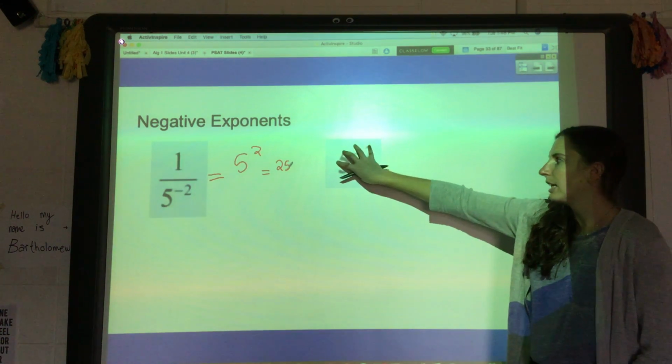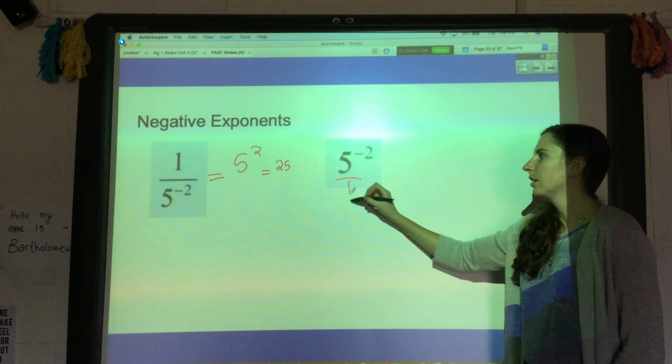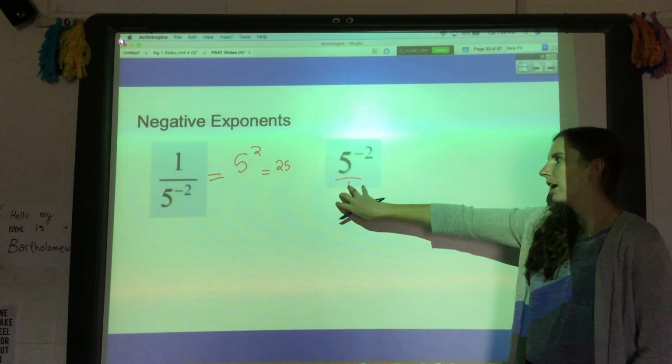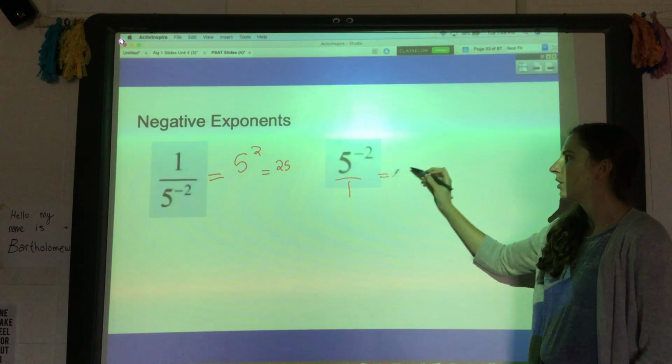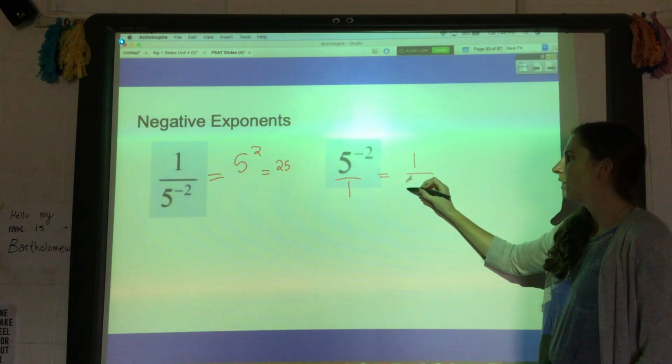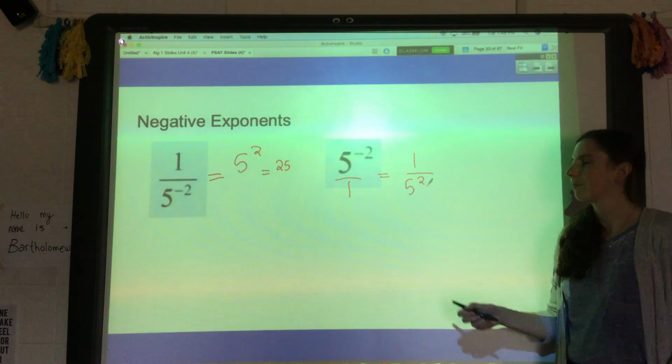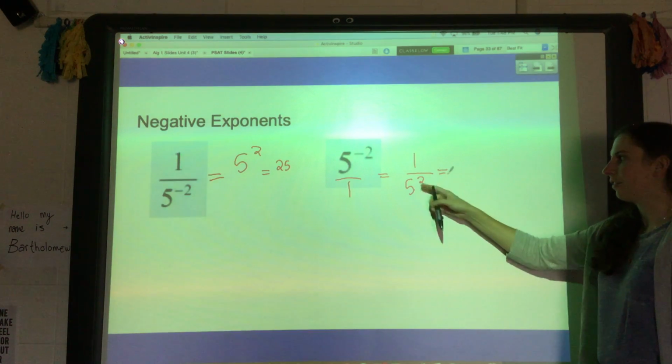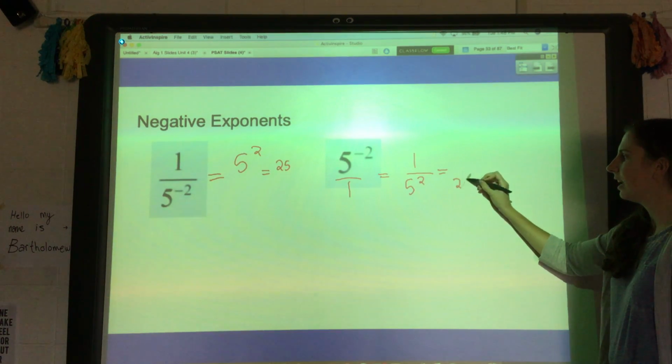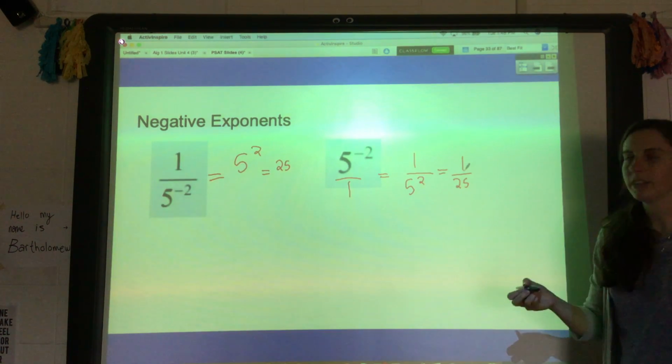This one is currently on the top of the fraction, and so we'll move it to the bottom to make it positive. So this will be 1 over 5 squared. And again, 5 squared is 25, so it's 1/25.